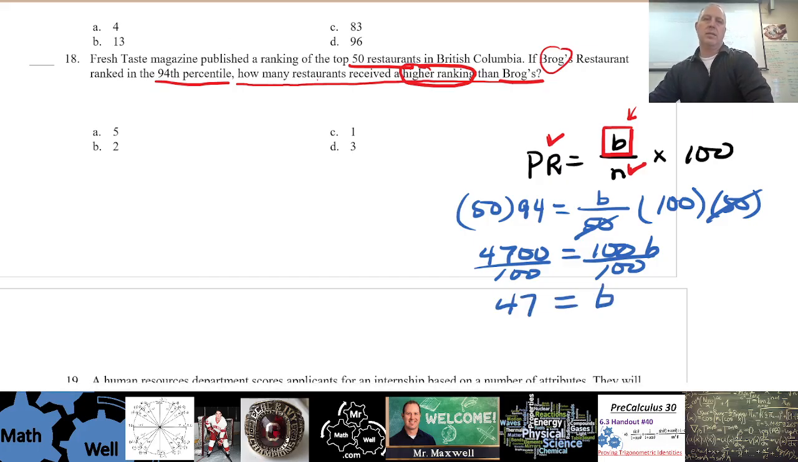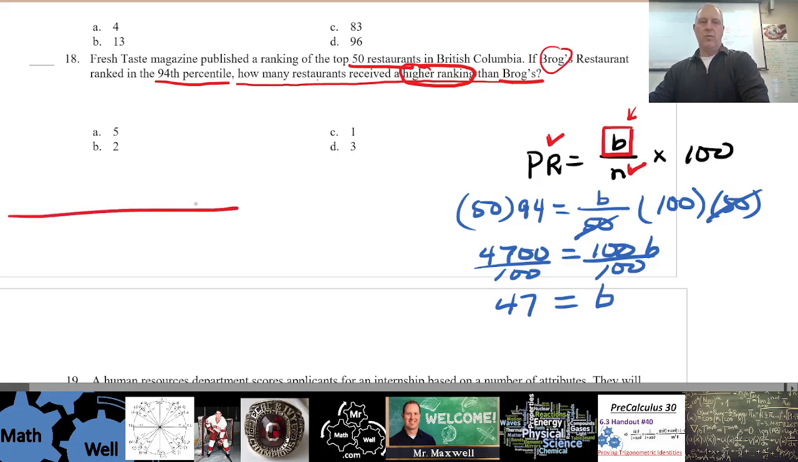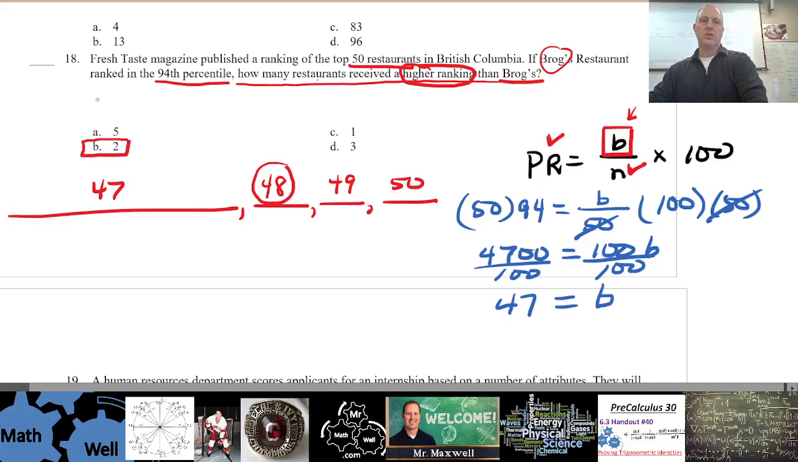Now notice that that's not the answer we're looking for in the question. If 47 are below, okay, watch this. 47 are below, then we have Brog's. He's the 48th one in the row, right? So how many are above him? Restaurant number 49 and the top restaurant number 50. So there are 2 above him. The answer to this question is 2.